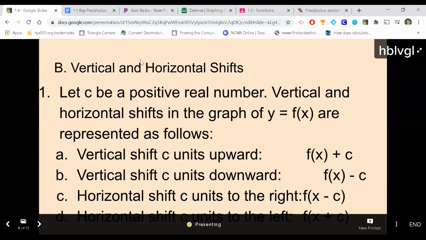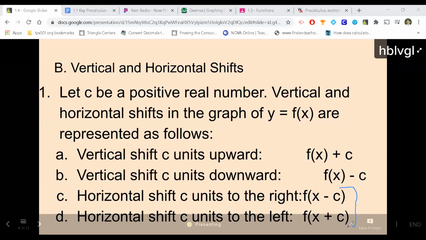This is the thing that messes people up. If you get something wrong on the quiz next week, this is probably going to be one of them, right here. If I want to move it to the right, then I have to do f of x minus c, where wherever I see an x, I replace it with x minus c instead. Okay? And if I want to move it to the left, that's when I do positive c. It's the opposite sign than you would think for horizontal.